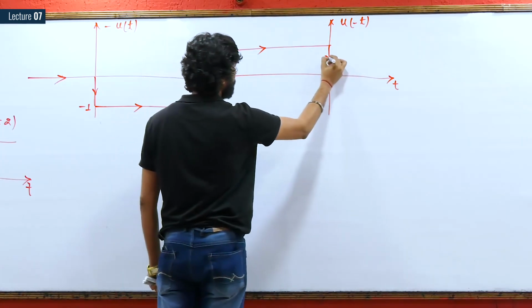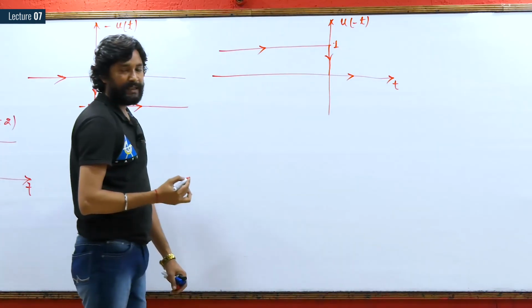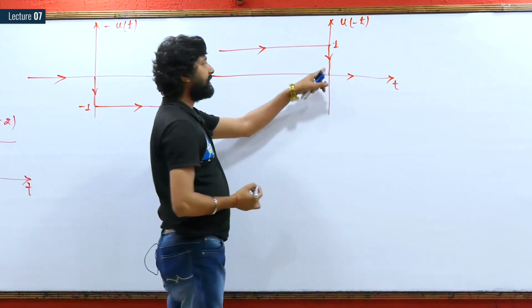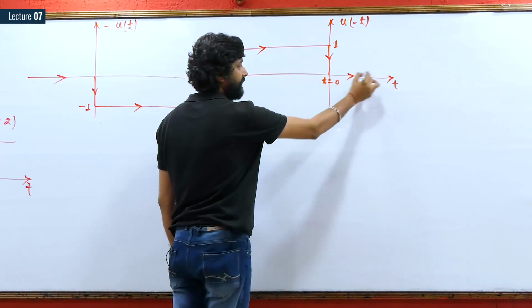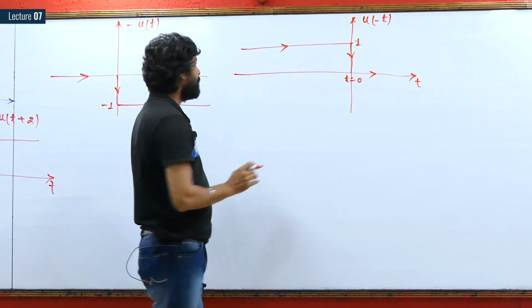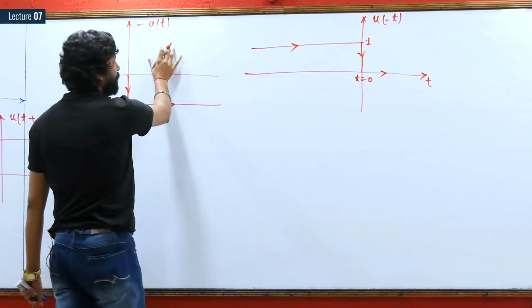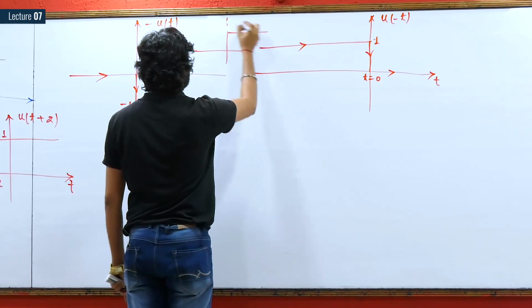The shape has a constant value of 1 from t equals minus infinity to 0. It is discontinuous at t equals 0, decreasing from 1 to 0 at the same instant, and again it is constant at 0. So this function is u of minus t. It is u of minus t, this one is minus of u of t, and the actual u of t is like this. It is your function u of t.